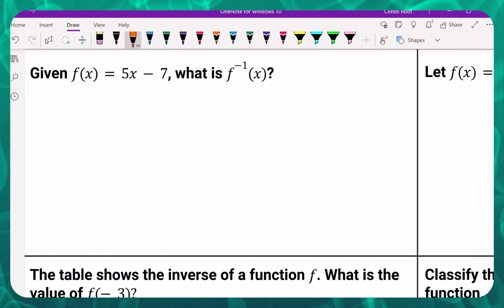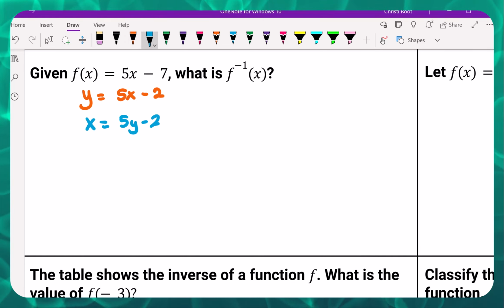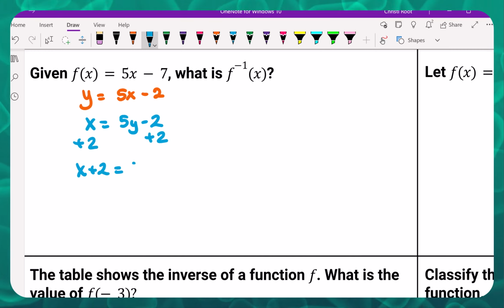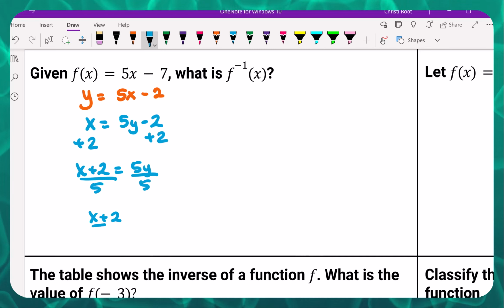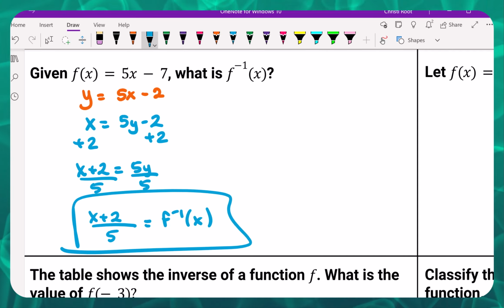All right, lots of practice for inverses here. First thing you want to do is change that f of x to a y, and then we're going to swap our signs and then isolate y. Divide by 5. Final answer, x plus 2 over 5, and you can change that y into your inverse function notation.